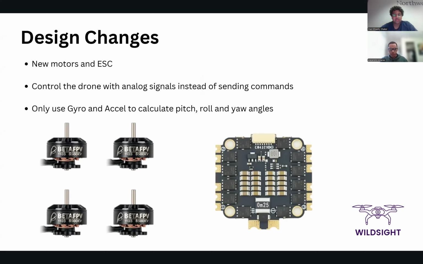And then, like Syed said before, we're not really using the magnetometer because of its inconsistent readings. So we're only using the gyroscope and accelerometer of our IMU to calculate all of our pitch, roll, and yaw angles.